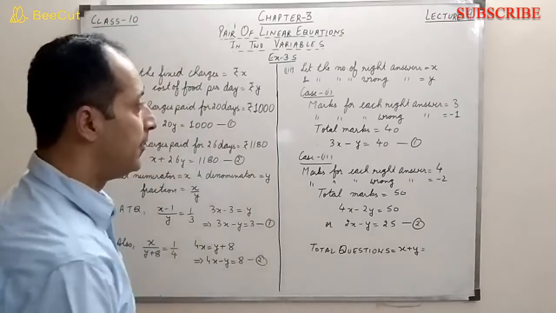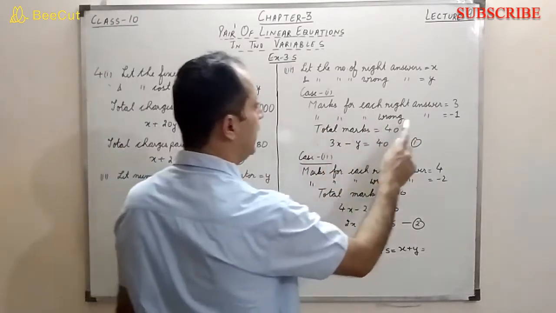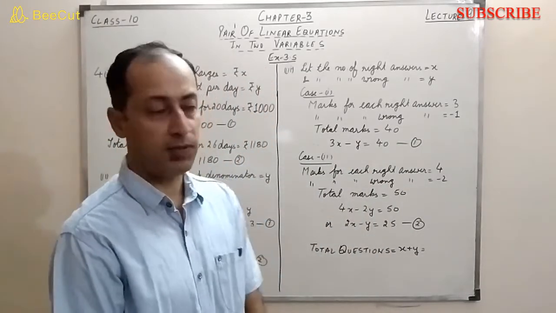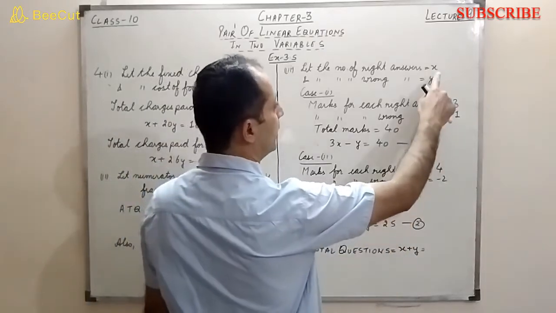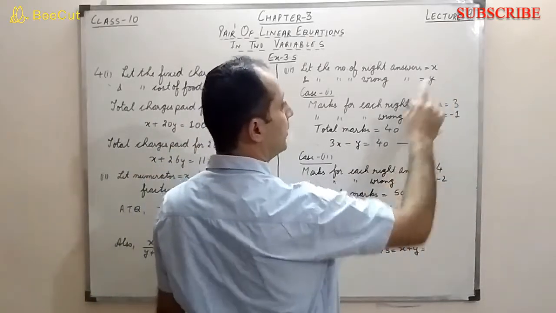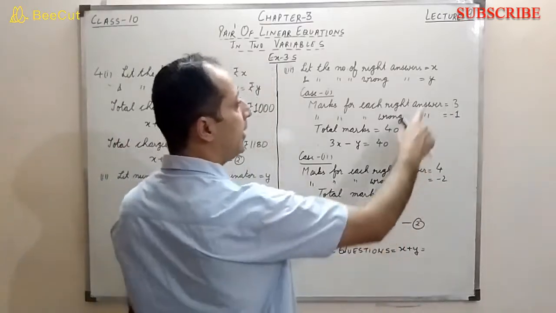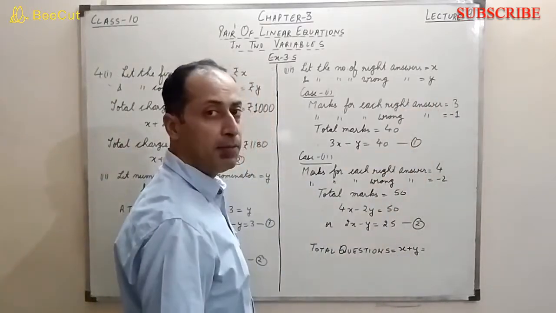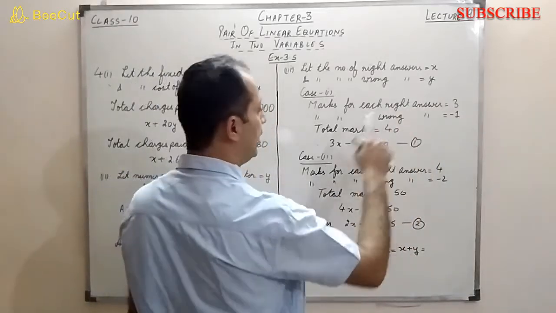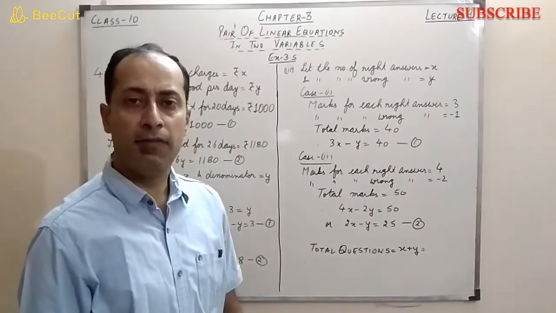So how can we represent it? Marks for each right answer is 3 and marks for each wrong answer is minus 1, since we are deducting. Now if the person has given x number of answers right, the marks he will get is 3 into x, that is 3x. But since he has given y number of answers wrong, how many marks will be deducted? y into minus 1, that is minus y. So the total marks would be 3x minus y and he got 40, right? So this is how we get the first condition.